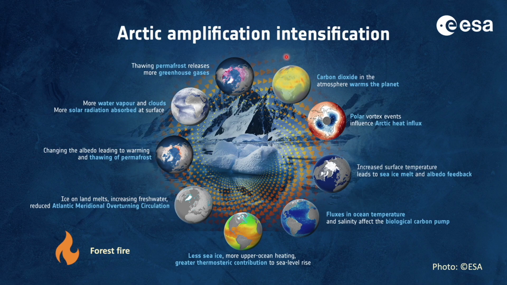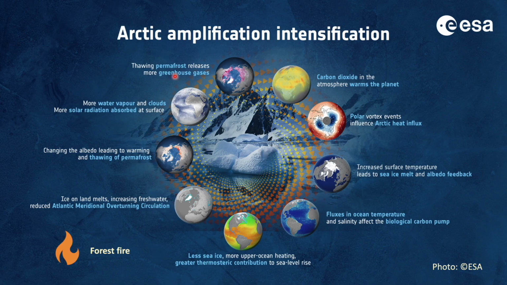And here the ESA has given a very nice poster which talks about Arctic amplification intensification. That means previously, the Arctic was warming a little bit, but now due to global warming, the temperature rise has become very high. The thawing of permafrost releases more greenhouse gases, mainly carbon dioxide and methane, which are responsible for the increase in temperature, and the carbon dioxide in the atmosphere warms the planet also. The planet includes the Arctic region also. The polar vortex events influence the Arctic heat influx. That means this is also one of the reasons why there is Arctic amplification.